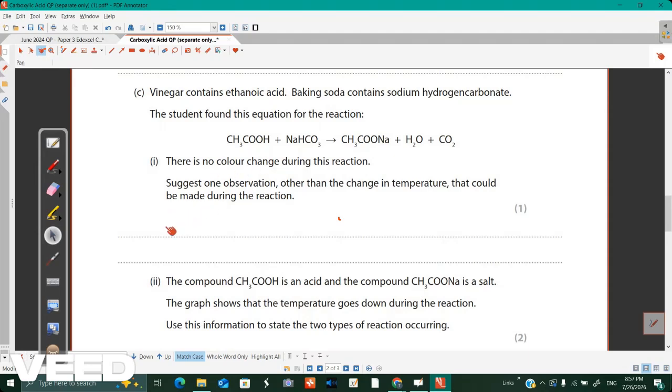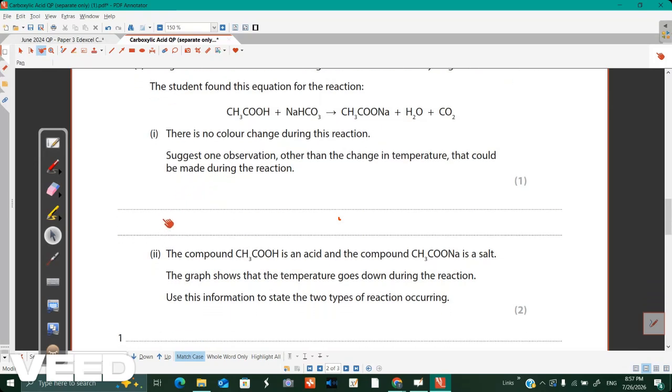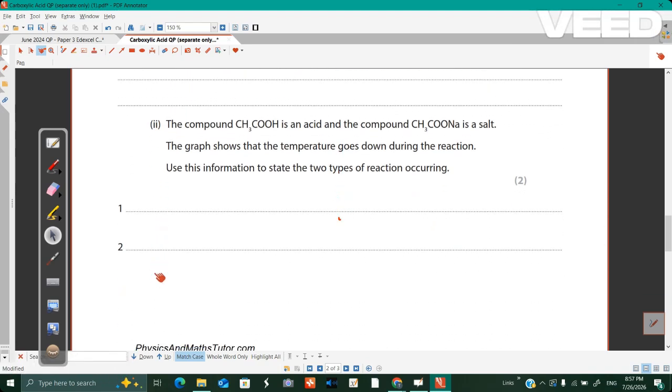There is no color change. What is the observation? A very easy answer, right? Bubbling, effervescence or fizzing. The compound ethanoic acid, and the compound ethanoate is a salt. The graph shows the temperature goes down during the reaction.